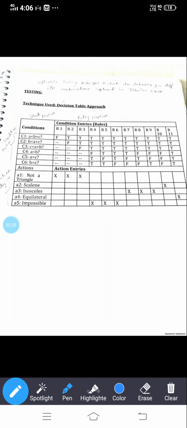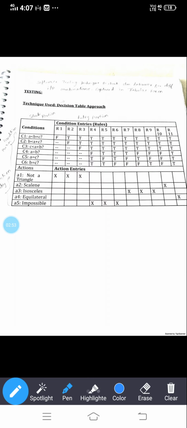I'll repeat again. These conditions C1, C2, C3, C4, C5, C6 are known as the condition stub because they are on the left side. The left side portion is called the stub, and since we are writing the conditions, we call it the condition stub. Below that we have the action, so this is the action stub, called a stub because it is on the left side of the table. Then on the right side we have written the condition entry, and below that is the action entry. So these are the four parts of the table.